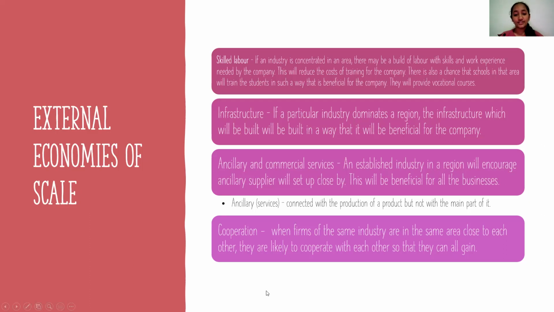Next, cooperation. When firms of the same industry are in the same area close to each other, they are likely to cooperate with each other so that they can all gain. So if there are ice cream shops near each other in one area, let's say a 10 meter radius between each other, then they will all work together so that they can all gain the profits.